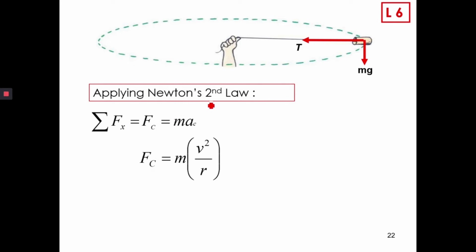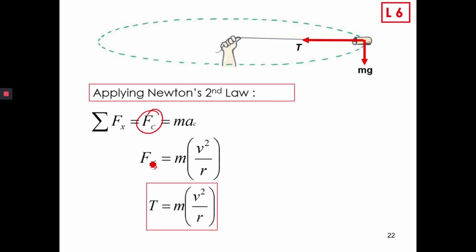Applying Newton's second law, we have two components here where we have F_x, which equals our centripetal force, equals m a_c. So this centripetal force, now you relate with the diagram. What is the force that supplies force towards the center? Based on the diagram, the force that supplies force towards the center is tension. So here, our centripetal force equals the tension, which equals mv squared over r.